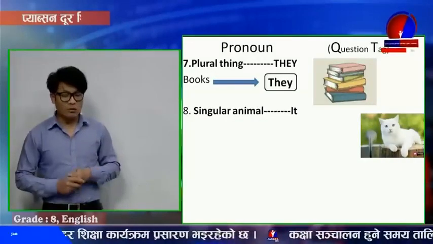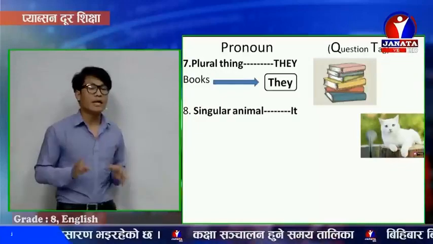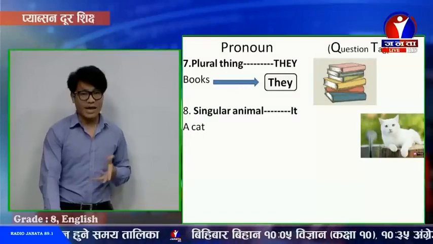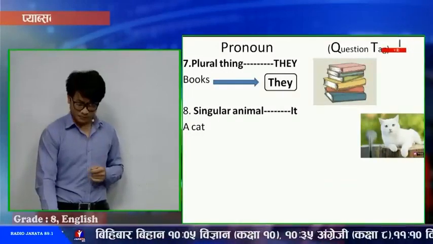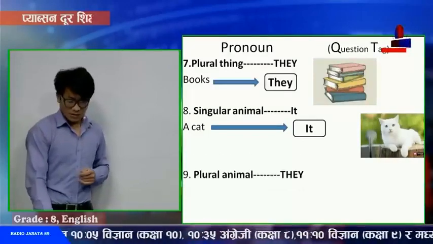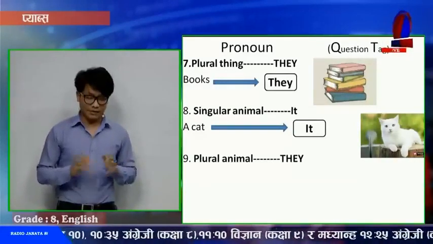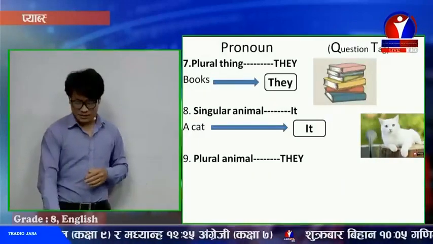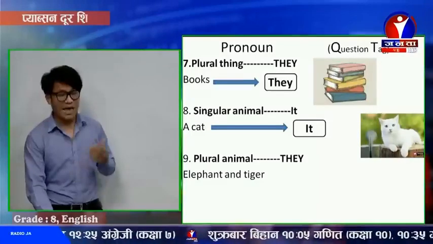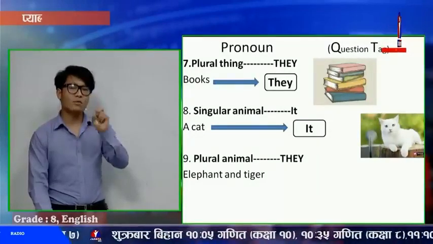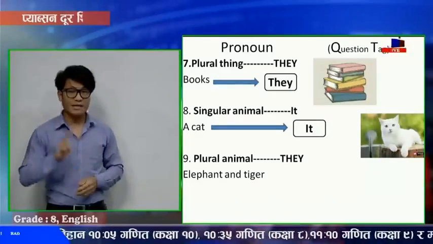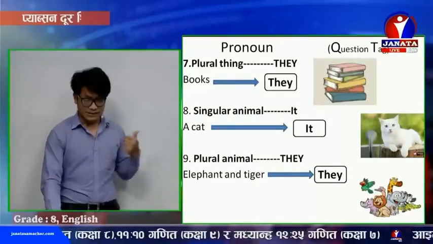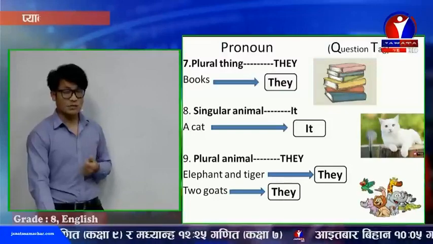And next is a singular animal. If there is a name of an animal, then we use the pronoun it. Like a cat. A cat is a singular name, so we use it. Plural animal. If there is a name of an animal, and that name is plural, then we use the pronoun they. For example, elephant and tiger. Here are two names, one is elephant and another is tiger. That's why we use they. You can see two goats. That's why we use they.